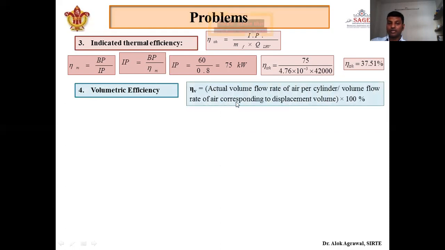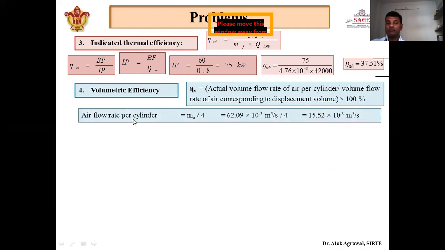The fourth one is volumetric efficiency. Now this is the main part of the problem. We know that volumetric efficiency is actual volume flow rate of air per cylinder upon volume flow rate of air corresponding to displacement volume, meaning actual flow rate V by Vs into 100%. Now, air flow rate per cylinder: the air flow rate MA that we have calculated is for all 4 cylinders, because we are working on a 4 cylinder engine. So for per cylinder, we have to divide it by 4. For one cylinder, we get air flow rate as 15.52 into 10 to the power minus 3. This is the actual air flow rate per cylinder.